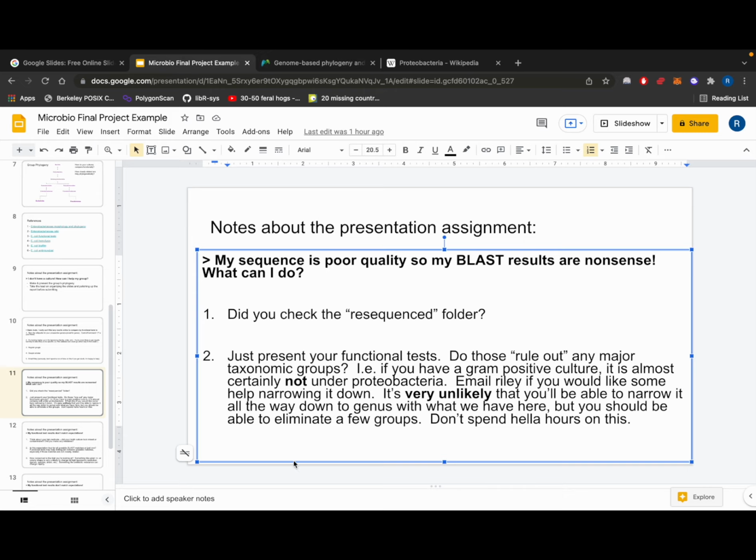Now, if you want to go super ham and you want to dig all the way down and see how close you can get, I'll support you. I'll help you out if you want some help, but I don't think that is a very likely outcome.